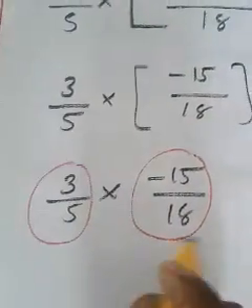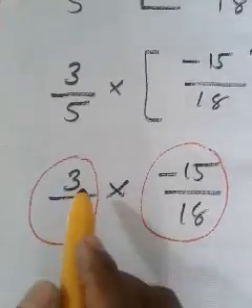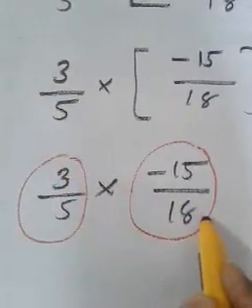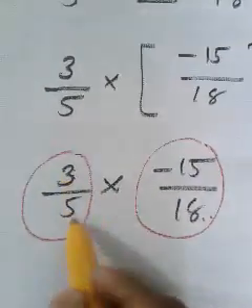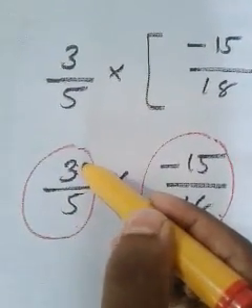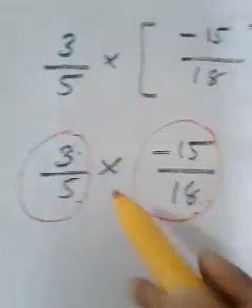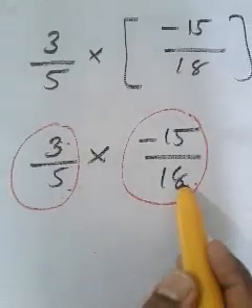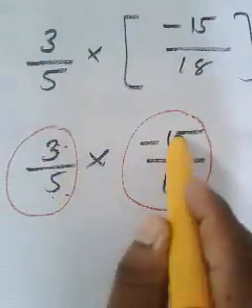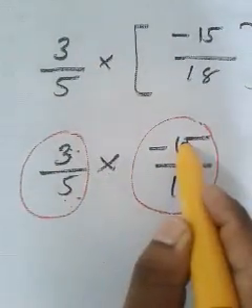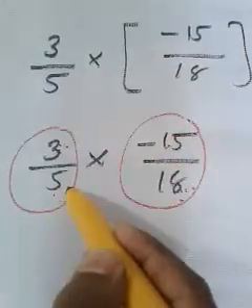Yes, it is possible. Is there any common factor for 3 and 5? No common factor. But there exists a common factor for 3 and 18. That means you can cancel in this way. You can cancel this term and this term if it is possible. But you cannot cancel in this way. This way of cancellation is not possible. Cancellation is possible only the other ways.